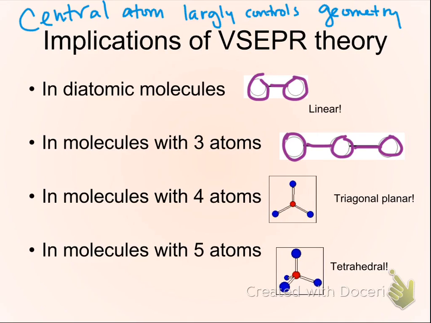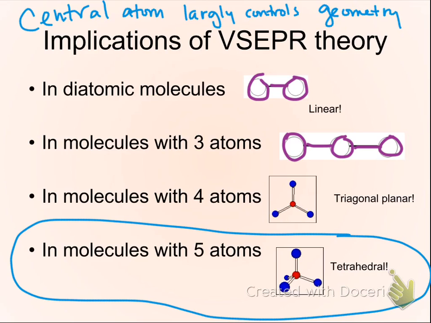Now, if we have five things, so a central atom with four things connected to it, what we get is what we call a tetrahedral arrangement. I'm going to tell you in a second. So this is a tetrahedral molecule. No matter how it lands, one side is up. You can sit and play with it all day. There's always one point up.